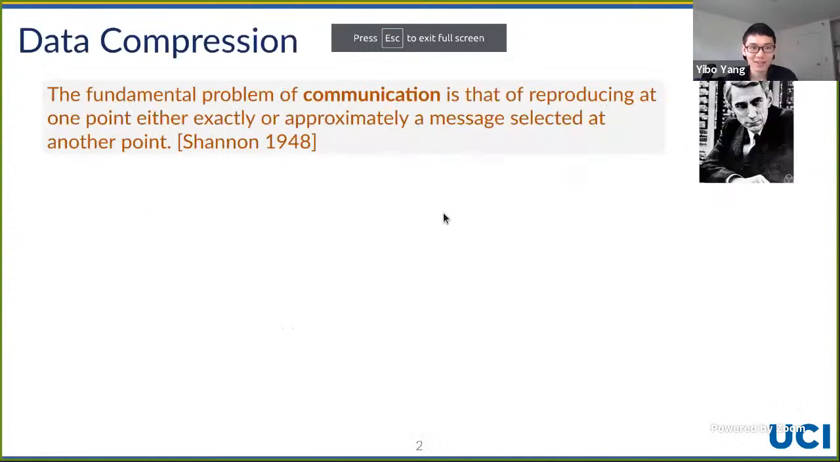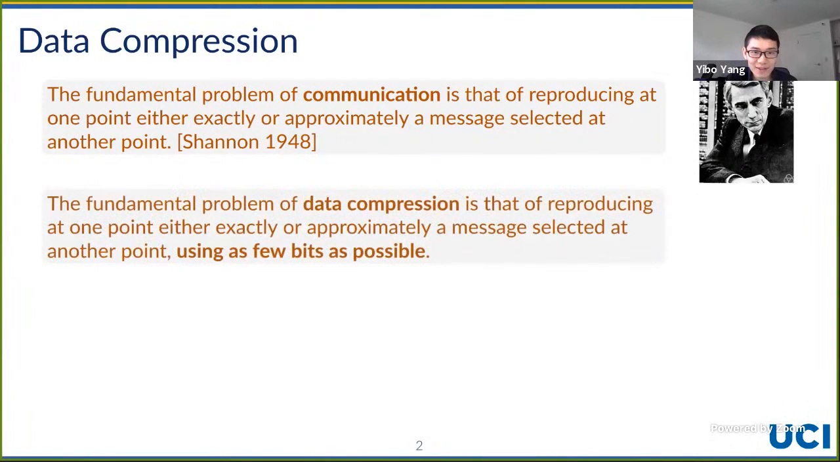So, all right, let's begin with data compression. Claude Shannon had this quote from his landmark paper about the fundamental problem of communication, which is that of reproducing at one point, either exactly or approximately, a message selected at another point.